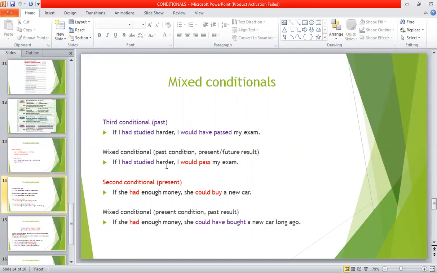If I had studied harder, so this is the same as here, and here I would pass my exam. Here would and infinitive is the form of second conditional. So had plus past participle, which is past perfect, is the form of third conditional, and this form, would plus infinitive, is the form of second conditional. For this reason they call it mixed conditional because it has a part from third and another part of second conditional.